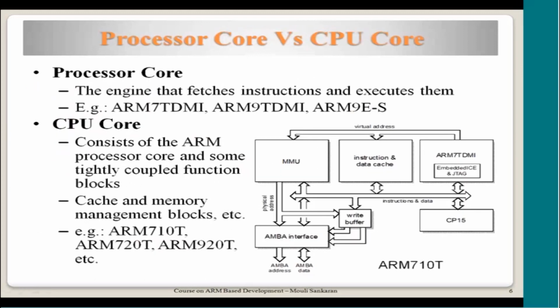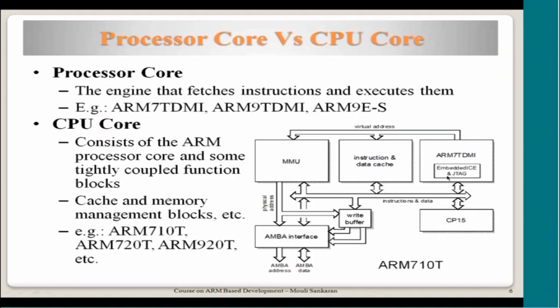Now, what is the processor core and what is the CPU core? When we see an ARM-based SoC, the ARM processor core is already inside that chip. SoC is the system on a chip. So we have a processor core. It could be ARM7 or ARM9 or ARM10, and that processor core is bought from ARM.